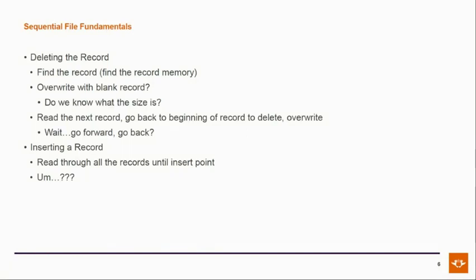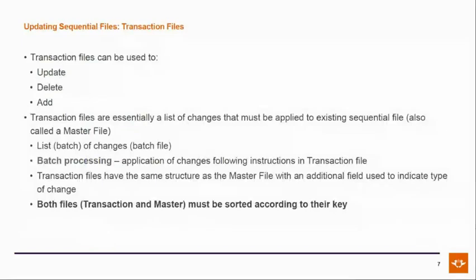So these are just a few issues if you're talking about sequential files, and if you modify, delete, or insert new information, existing information, modifying information, or removing information from the sequential files. So we get something called a transactional file. A transactional file will contain a list of information that will either update, delete, and add to the sequential file, which is going to be called the master file.